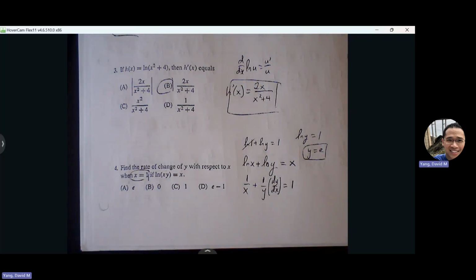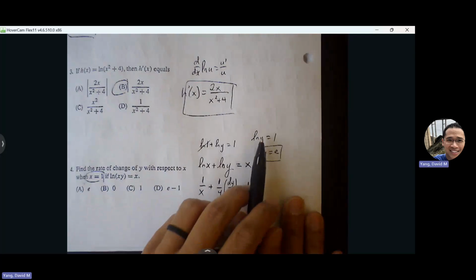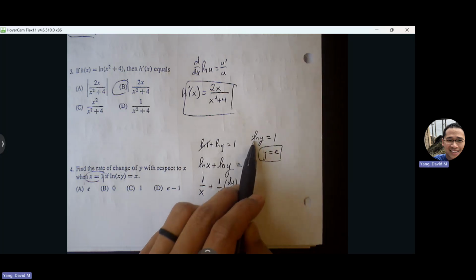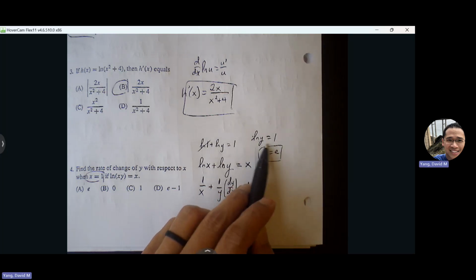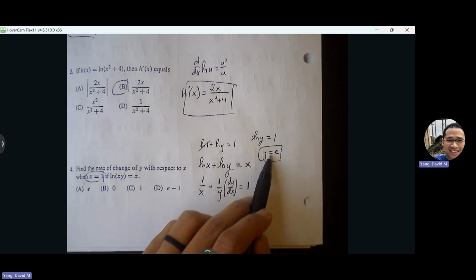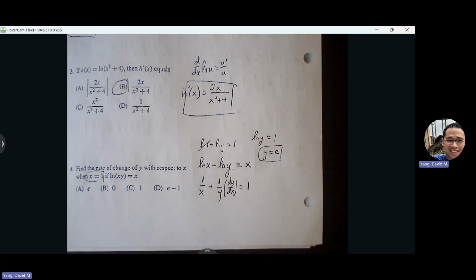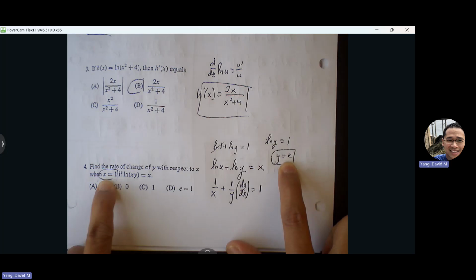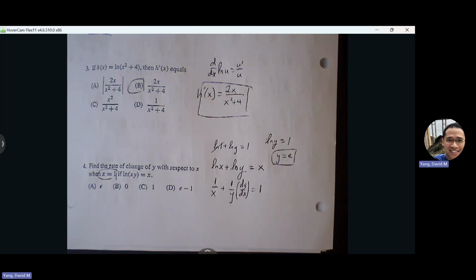How did you get y equals e? Oh, natural log of y is equal to 1. So natural log of what value will allow this to be equal to 1? Natural log of 1 equals 0. Natural log of 0 is undefined. So natural log of e is equal to 1. So we just do a little guess and check here, using some properties to figure out that y is equal to e. Right, so to solve for dy/dx, we have 1 for x, we have e in for y, and we can just plug in and see what that equals.